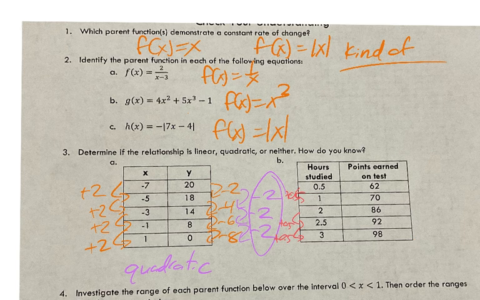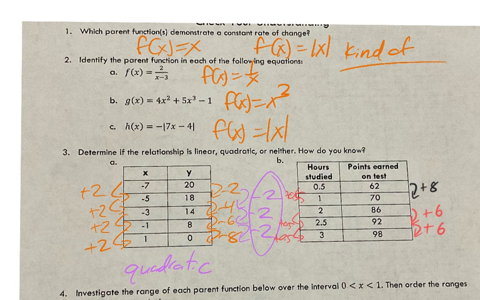To go from 86 to 92, that was up 6. From 92 to 98, that's up 6. Okay, so that looks promising. What about from 62 to 70? That was also plus a half. That one went up 8. So it's not linear. It's not quadratic.